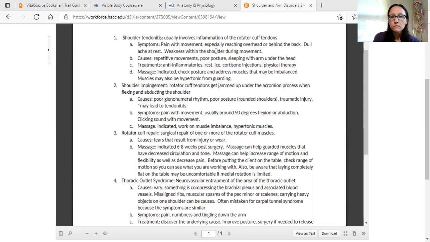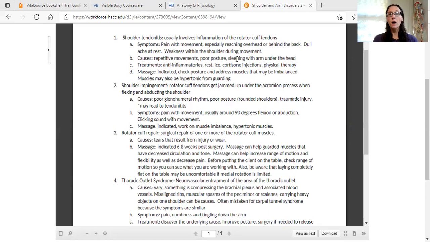So reaching overhead or trying to reach behind the back is going to cause pain. You'll have that kind of dull ache at rest, but not that pain that you get with the movement. And then, of course, you're going to have some shoulder weakness during these movements because it's going to hurt to do it. The causes are mostly repetitive movements. Overuse of those muscles will cause the tendons to become inflamed.